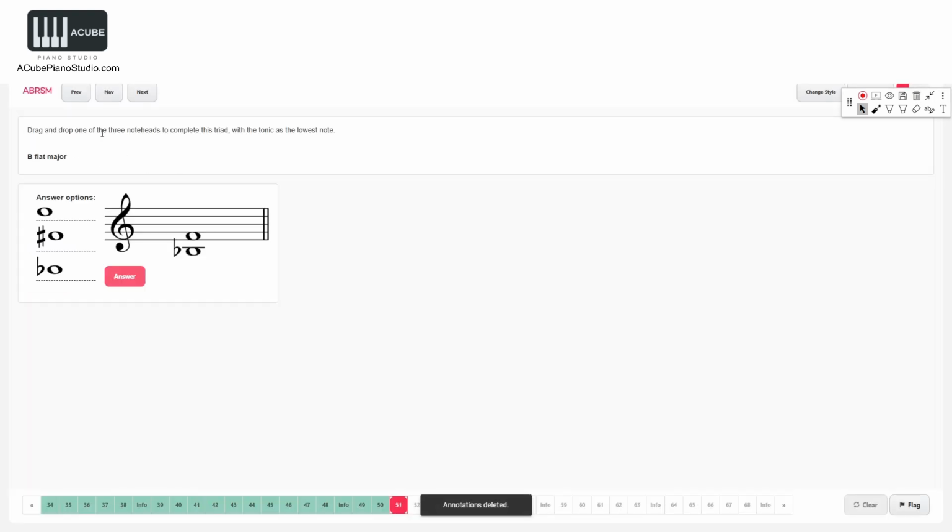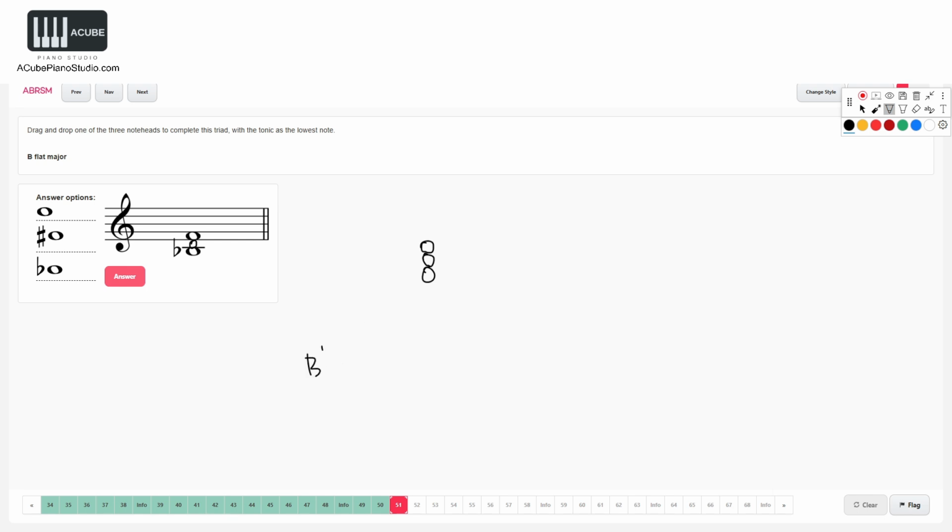Drag and drop one of the 3 note heads to complete this triad with the tonic as the lowest. So the tonic triad is always the stack on top pattern, stacked on top of each other. If something is in the space, all 3 notes in the tonic triad will also be in the space. So based on this, we know that it must be here already. You know that it's here in between these 2 other notes. So the only thing you need to determine is, do you need flat or do you need sharp?